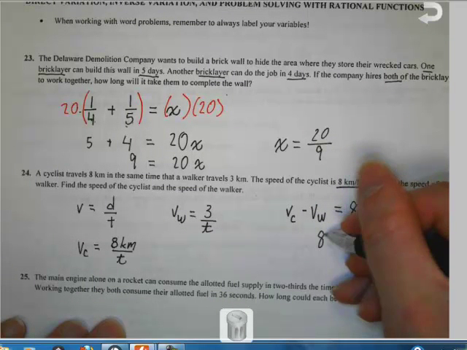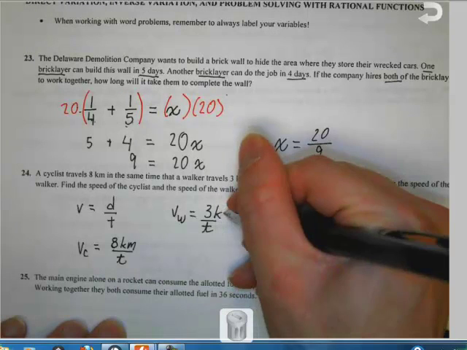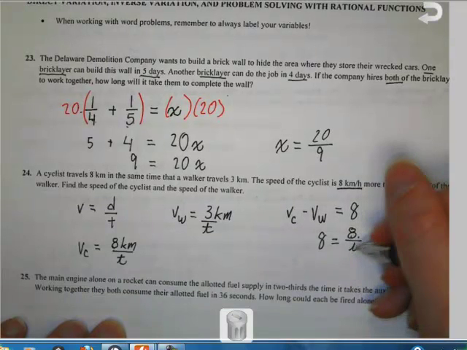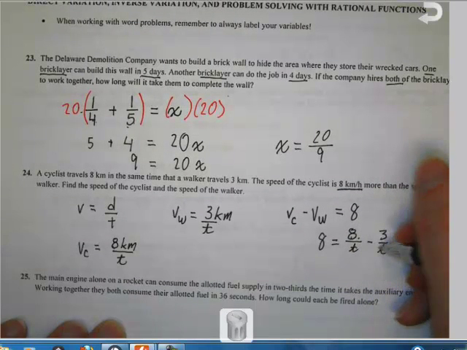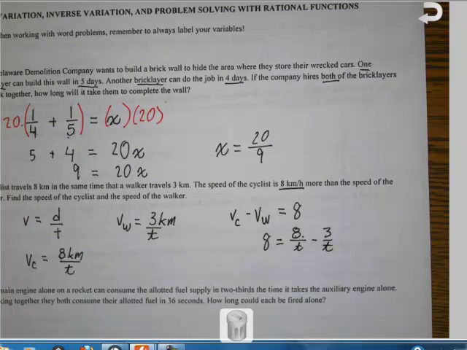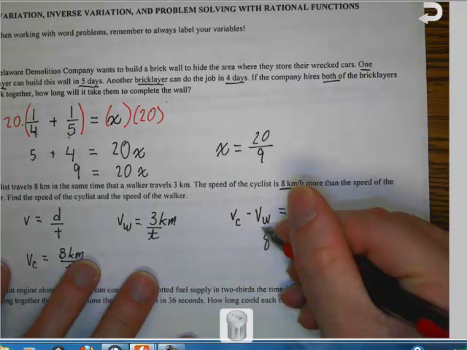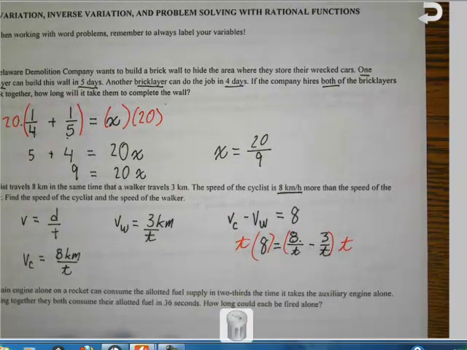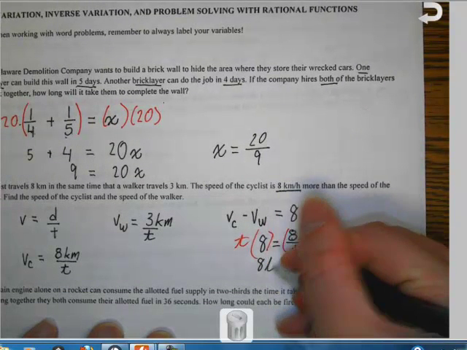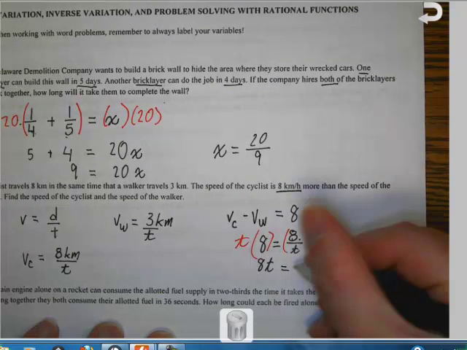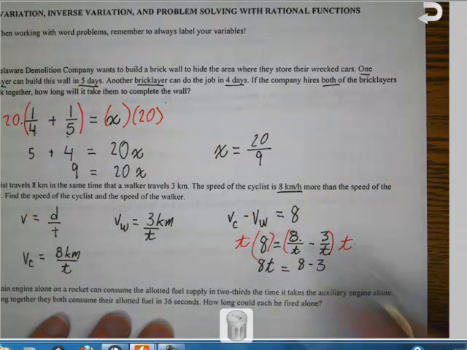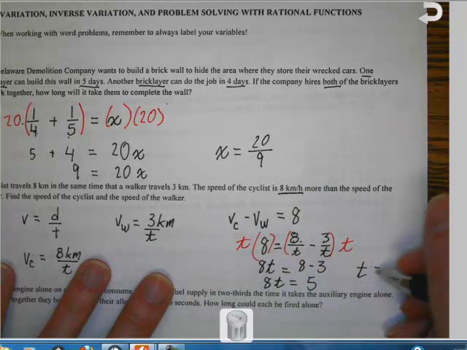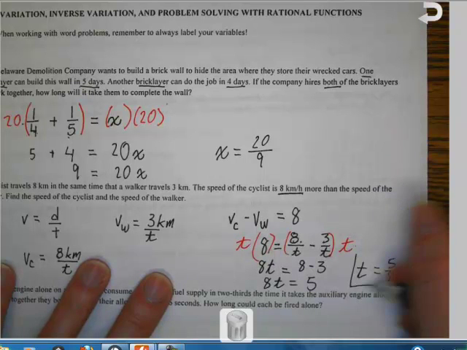So what you say is that 8 is equal to 8 over t minus 3 over t. To solve this, you would multiply by t, again, to cancel the denominator. So you have 8t is equal to 8 minus 3, because the t's cancel. 8t is equal to 5, and thus time is equal to 5 divided by 8, which I would leave as a fraction rather than a decimal.